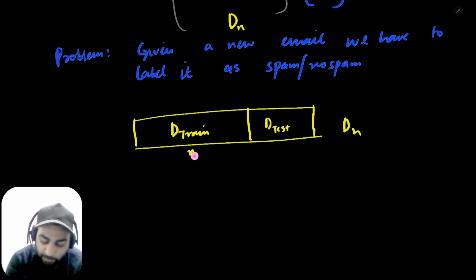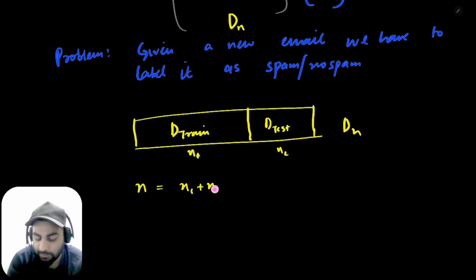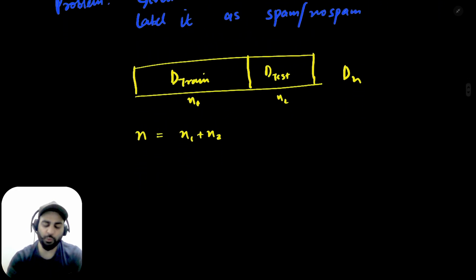Let's say we have n1 points over here and n2 points over here. So n is the total number of points, so n1 plus n2 should be n. This is our train points and this is our test points. So what we'll do is take each point from this test, then query it in the train, and then we will see what the label from KNN is.